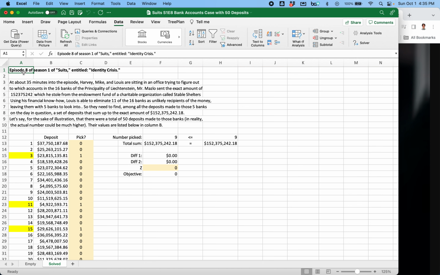I hope you enjoyed this example. I had a lot of fun with it when I was watching the episode. I'm like, man, I have to make a sheet for this. So just to show you that optimization is everywhere. It's fun and it's useful.